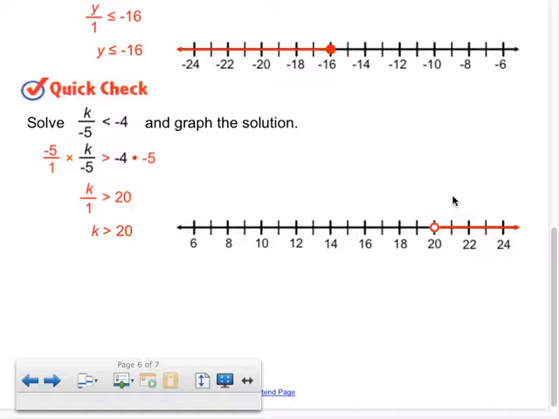You understand? Okay, question. I thought it was an open circle. Yeah, it is an open circle. Oh, I said closed. I meant open circle. What I have here is not equal to 20, so open circle at 20, shade to the right. Okay? Any other questions? Okay, we're in the home stretch.